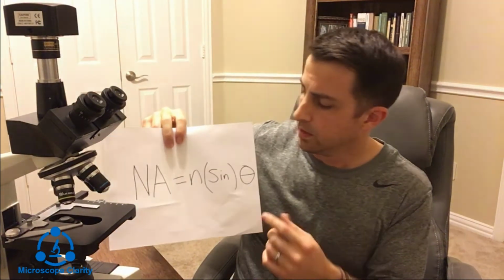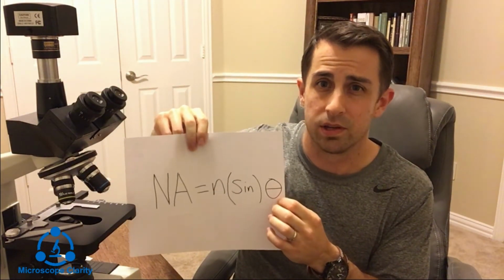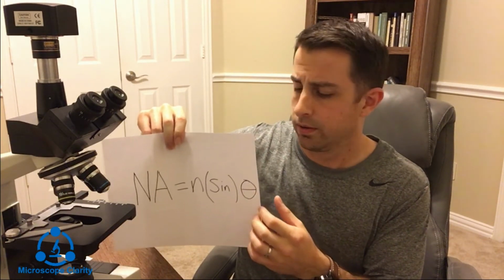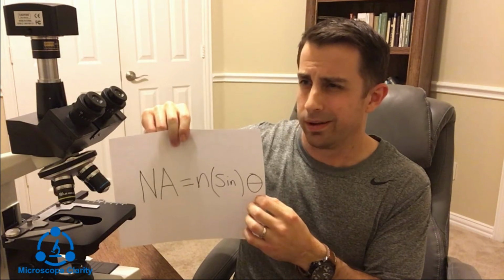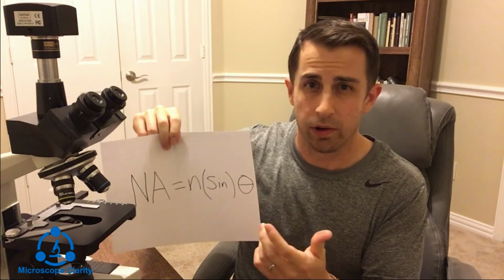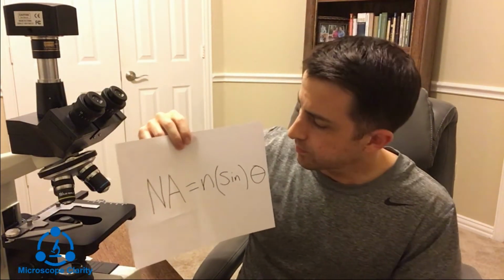And so numerical aperture is expressed in an equation. You have theta, which is just the acceptable angular aperture. I've heard it referred to as half of the angular aperture. And I'll explain what that actually means in just a second, when we look at the microscope.